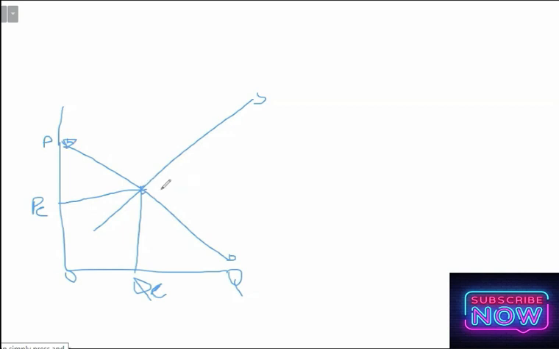Okay. And I'm saying that any point below or above this curve, there is a problem. So let's assume that there is a point above this curve. When there is a point above this curve, what is happening? Look at where the demand curve is. The demand curve is here, and then the supply curve is here. So here, what is happening is that demand is less than supply.